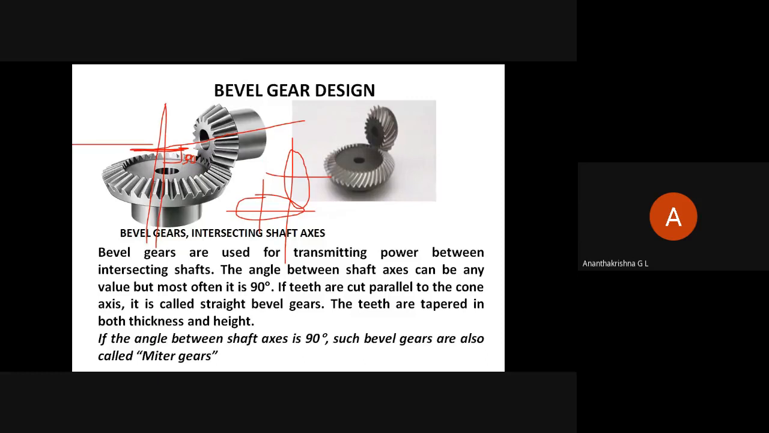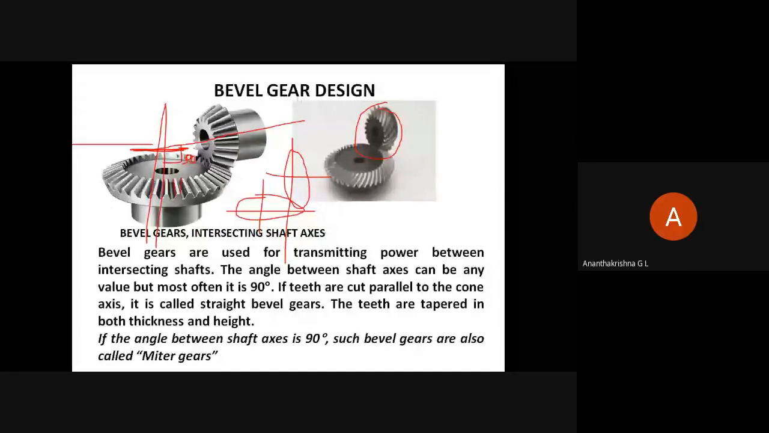If the teeth are straight like this, then they are called straight tooth bevel gears. If the teeth are curved, they are called spiral bevel gears. Is that okay? Are you all there? Can you hear me? Yes, sir. Okay. So bevel gears are used for transmitting power between intersecting shafts.